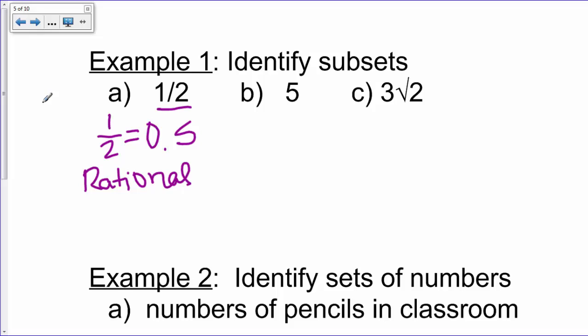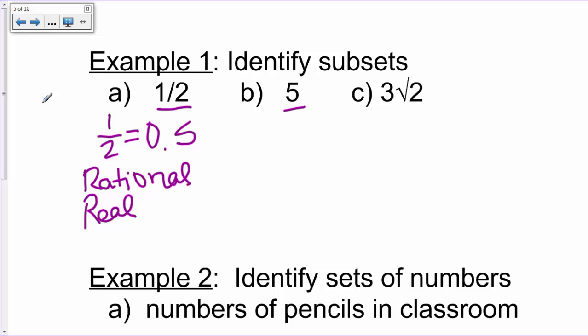And it's not going to be an integer, because that would not be one of the tick marks that we would show on a general number line. So it's just rational, and it is also real. Okay. The number 5. We don't need to change that at all. We're just talking about the number 5.